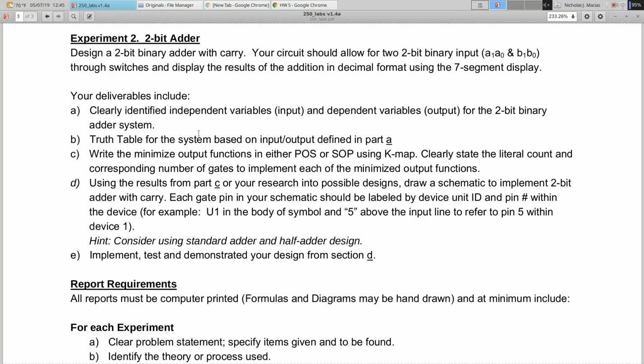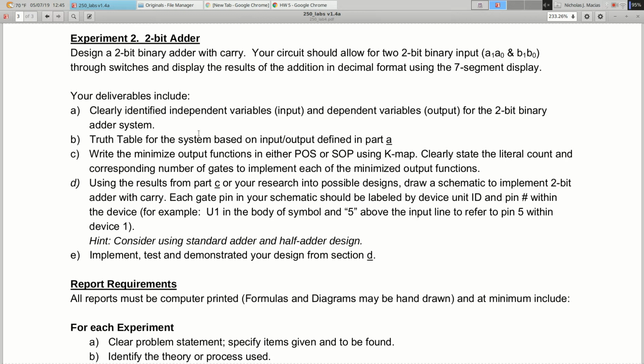And then step D says, using the results from part C or your research into possible designs. This is where you can start talking about half adders, full adders. Because if you take the equations from your truth table and try to implement those, it's going to be a lot of wires, a lot of chips. And we don't want to do that, okay, unless you really want to.